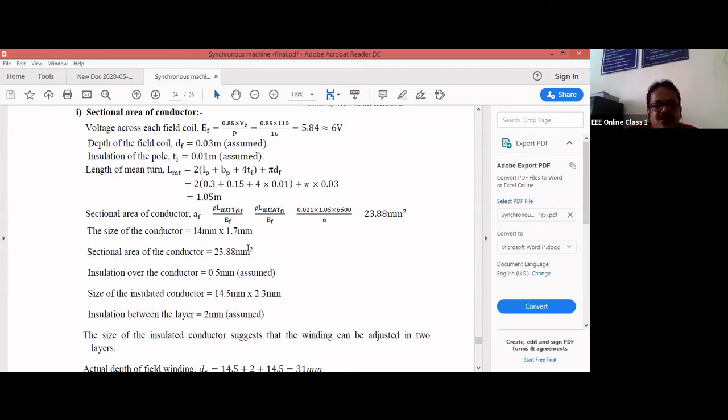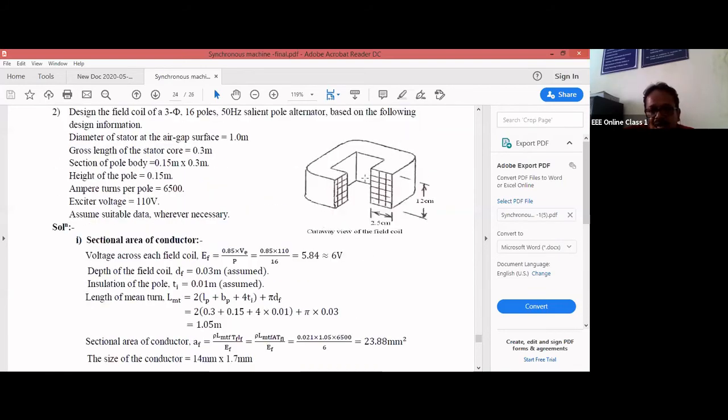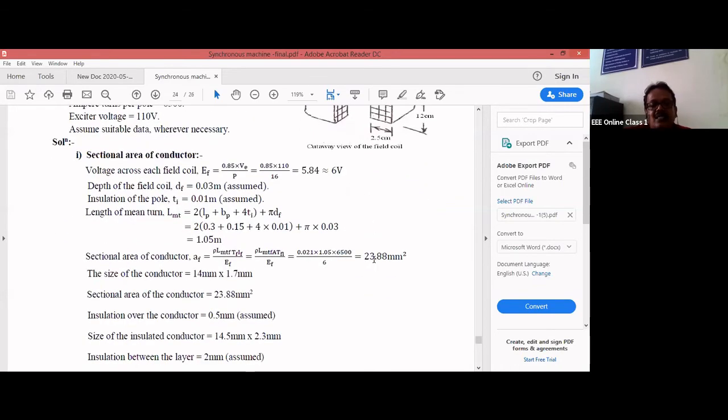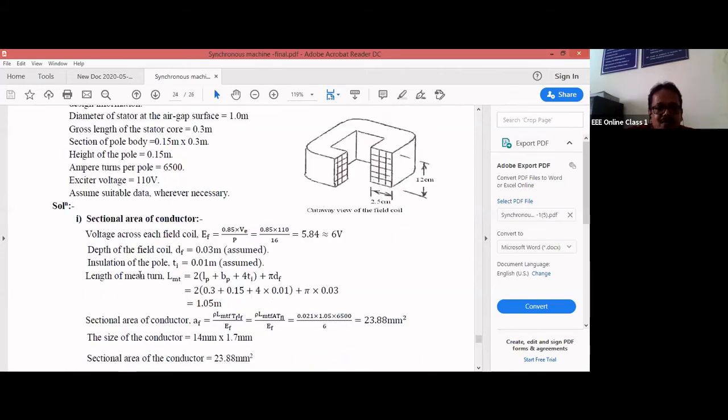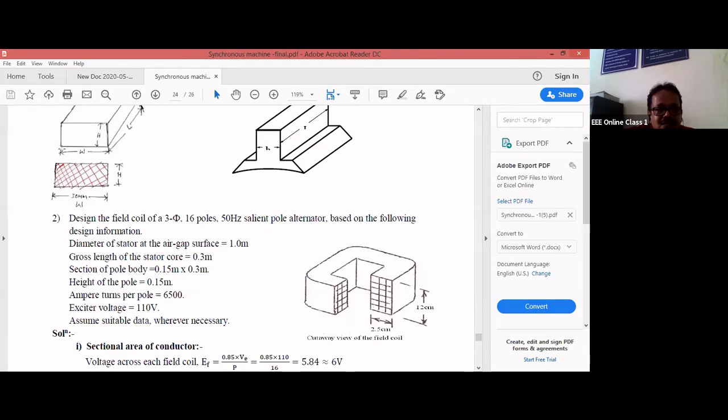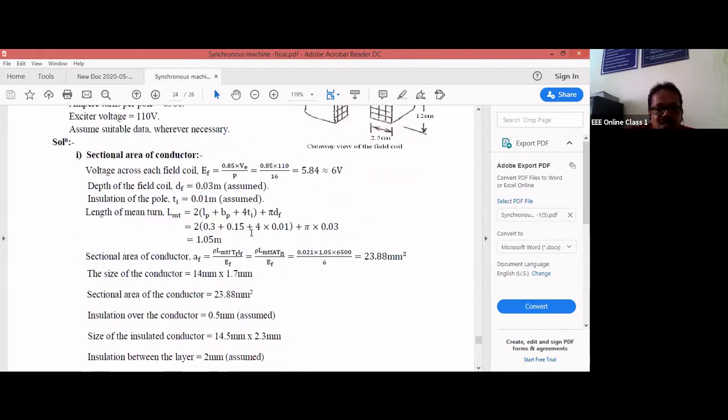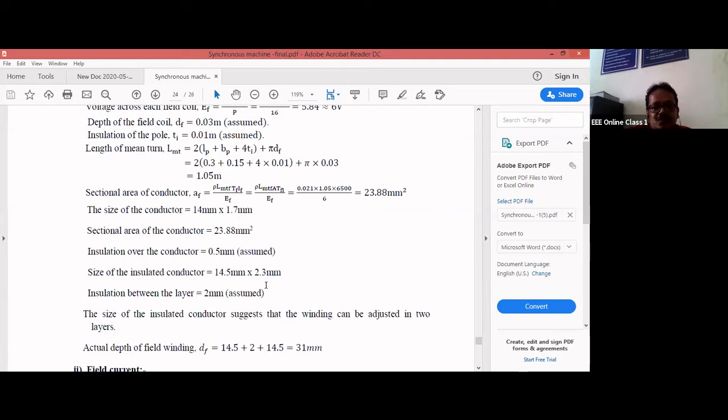Insulation over the conductor. So that is a bare conductor. We will assume the insulation: 0.5 mm is assumed. So here you add width wise 14.5 mm. For the bare conductor, you are going to add insulation, width wise 0.5 mm. Likewise, height wise, you have 2.3. So you're going to add insulation here, width wise and height wise. If you add 0.5, it will become 14.5 mm into 2.3 mm.